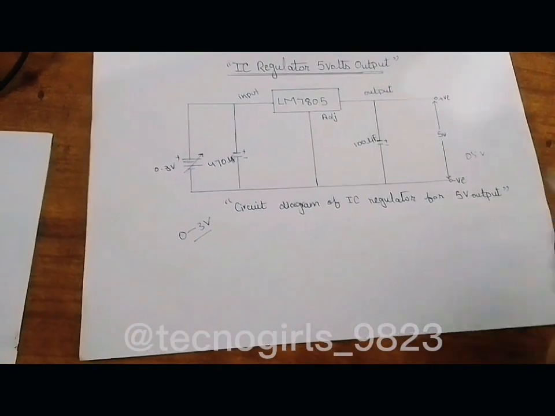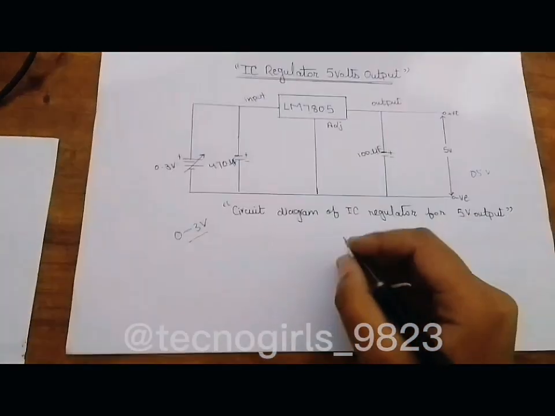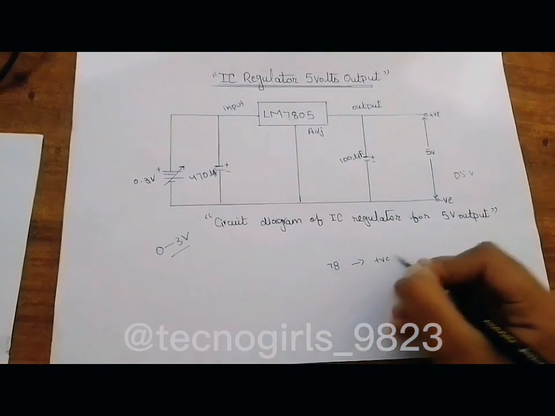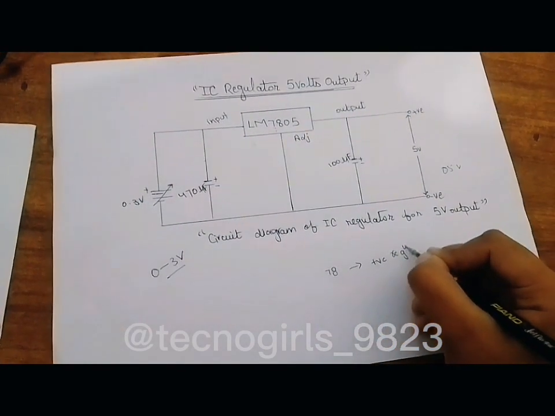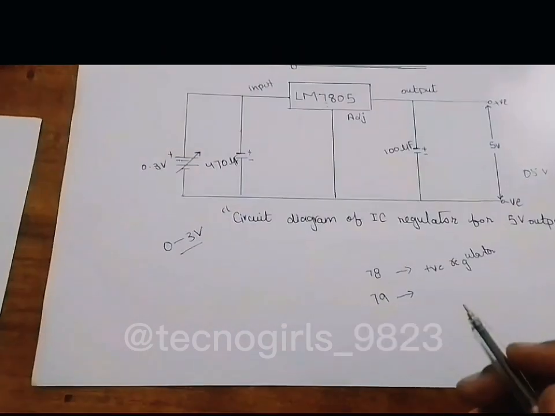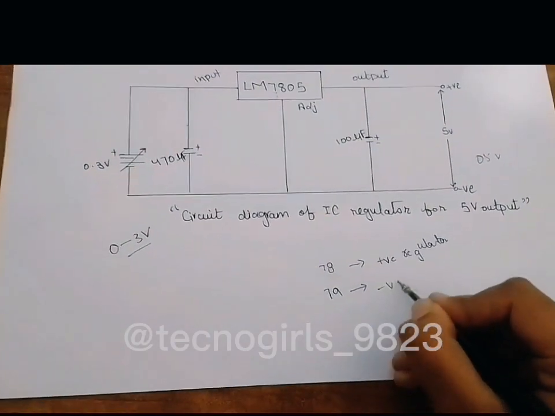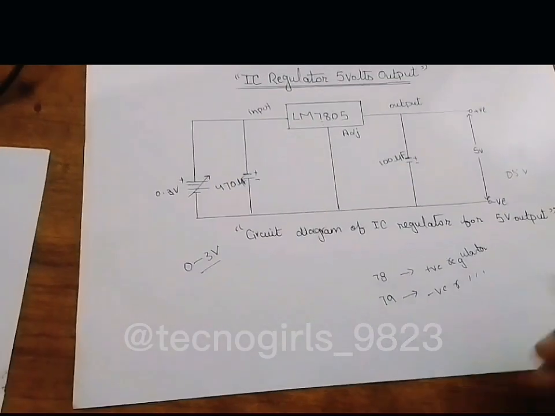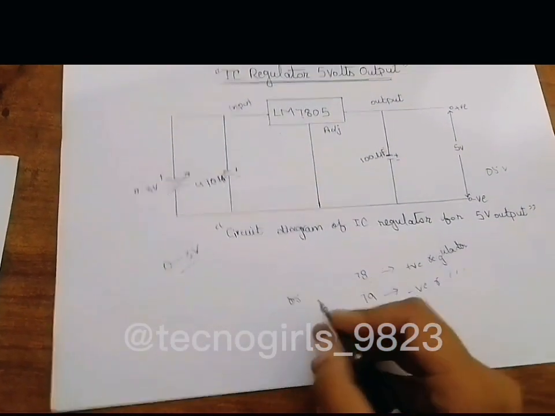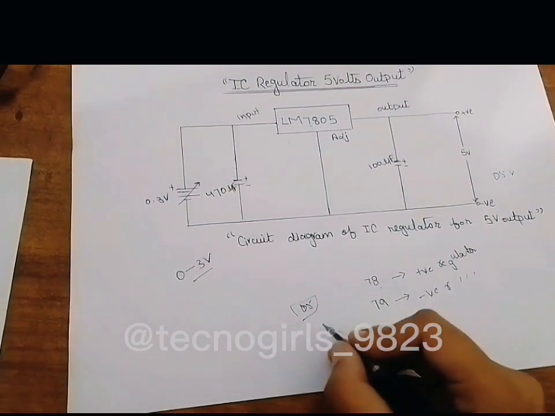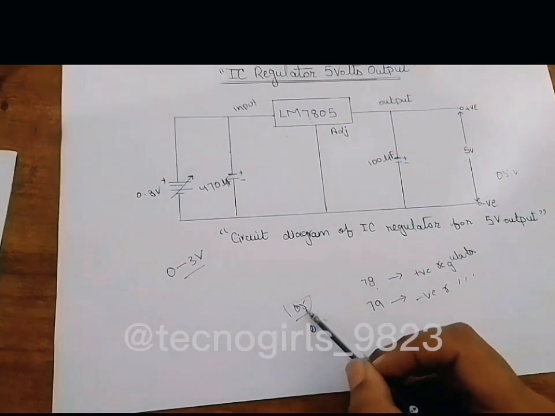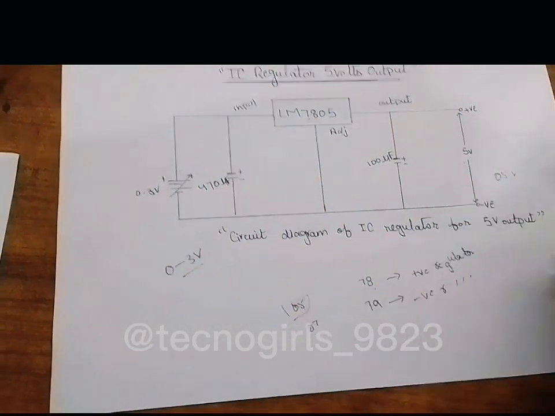How can we know we obtain 5 volt? Just look at the serial number. 78 is about positive regulator. Then the 79 is all about negative regulator. Here, this is a positive regulator and 05 is a serial number. 05 means if it contains 07, then in output we obtain 7 volt. If it's 05, we must obtain 5 volt.